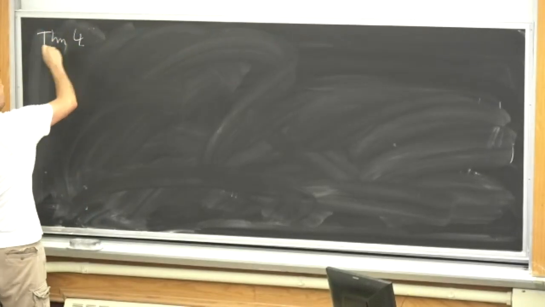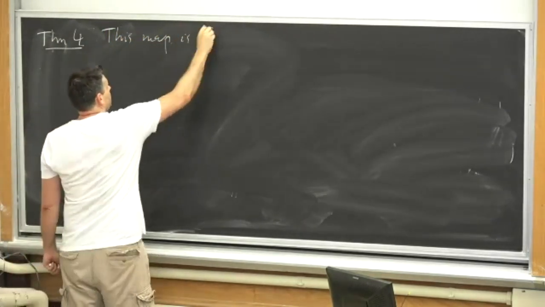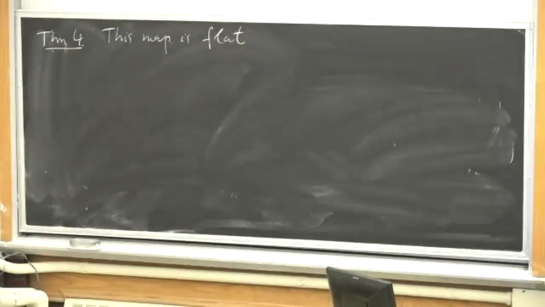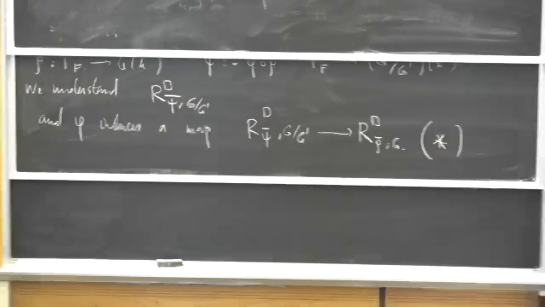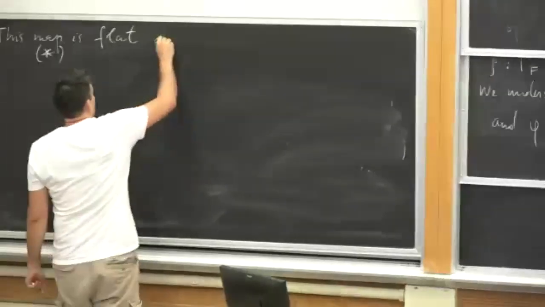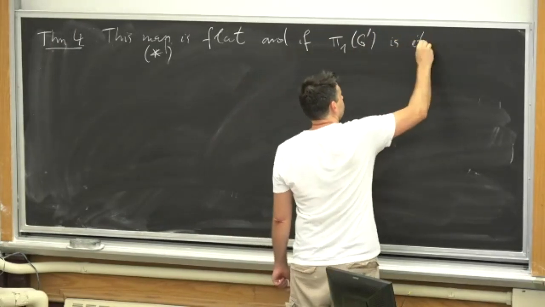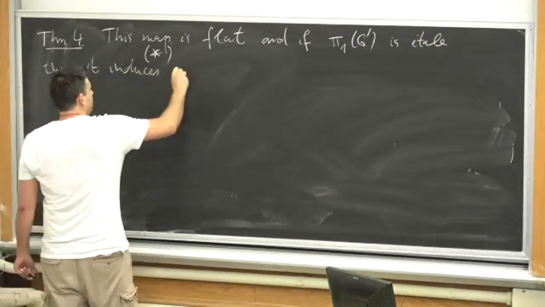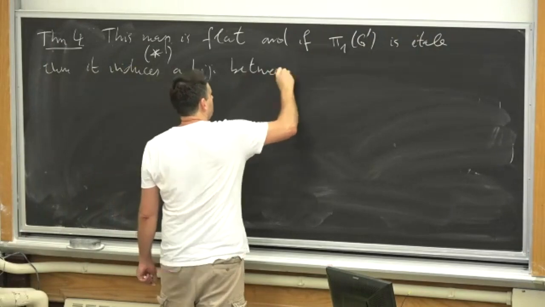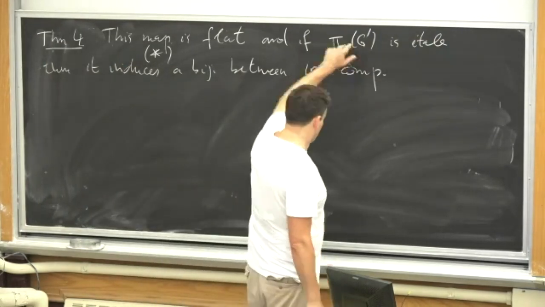Theorem 4 says that this map is flat. And if phi 1 G prime is étale, then phi induces a projection between irreducible components. Right. So what is this guy?